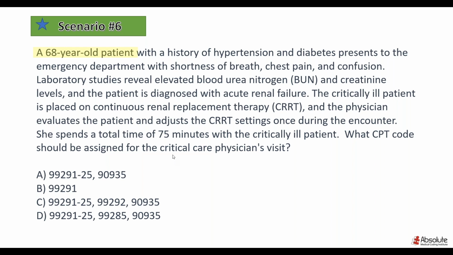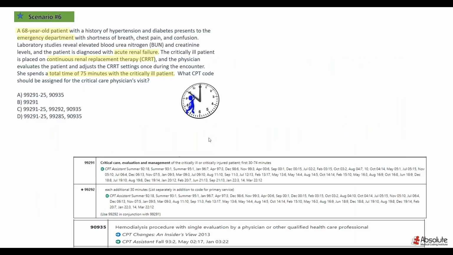So, let's highlight the keywords here. A 68-year-old patient presents to the emergency department. The patient has been diagnosed with acute renal failure. And what has been given to the patient? The patient has been given continuous renal replacement therapy, which is CRRT. And a total time of 75 minutes has been spent with the critically ill patient. So total critical care services provided is 75 minutes. And these are our CPT codes. And again, the question, what are we coding for? We are coding for the critical care physician's visit or services.